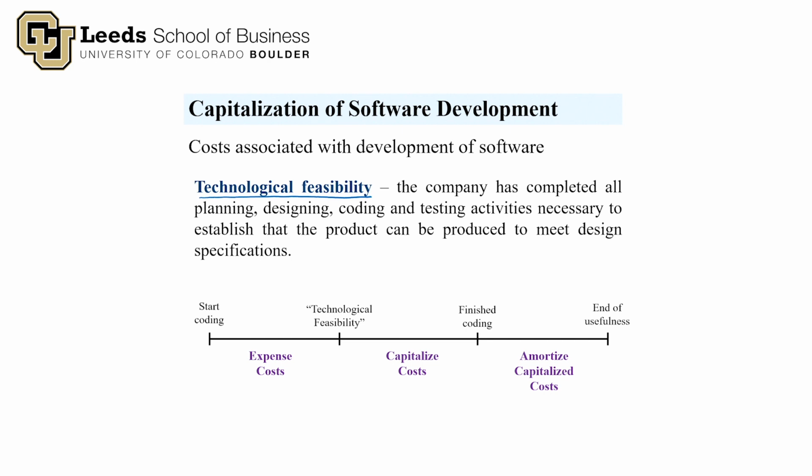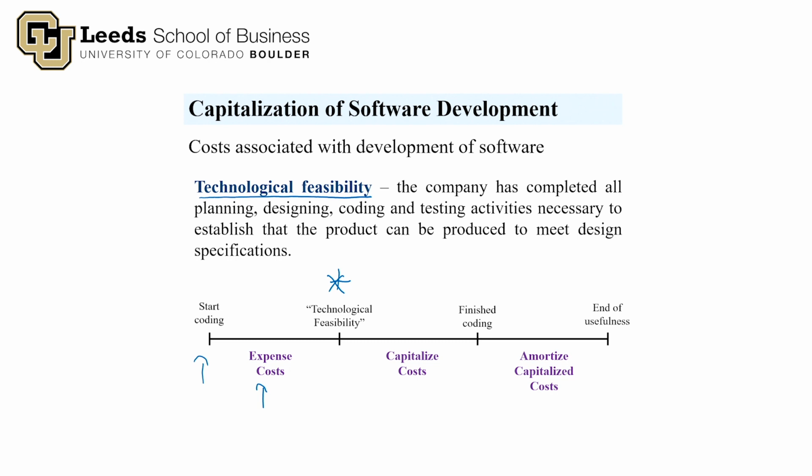So if we think about the timeline, which I'm showing here, of developing software, the very first thing that happens is all of these people start coding up the software. But this is before we've reached technological feasibility. So during this time period, all of the costs that we're incurring to develop the software must just be expensed, okay? As they are incurred, they are expensed. We cannot capitalize costs yet. But at some point in the coding process, we reach this magical time of technological feasibility. And from that point on, we can capitalize costs.